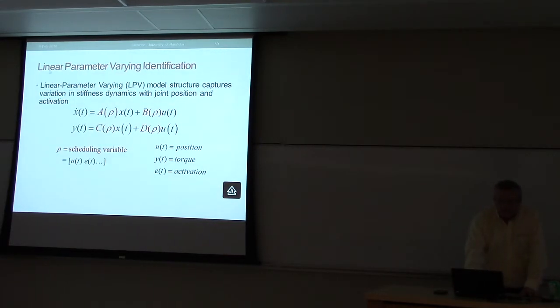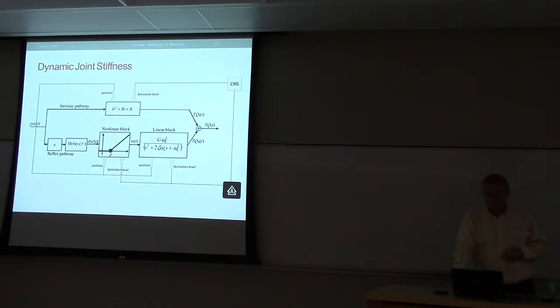What's key here is that the state space model has been modified so that the A matrix, the B matrix, the C matrix, and the D matrix are no longer fixed, but are functions of one or more scheduling variables. Essentially the trick is you have to identify how these matrices change as a function of the scheduling variable. In this case, the scheduling variable we chose was position and activation level, but other possibilities can extend this to expand position in some sort of orthogonal series. Basically we're no longer saying that these parameters vary as a function of time. We're saying that they vary as some function of joint position.